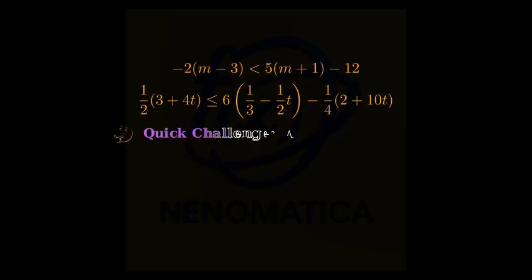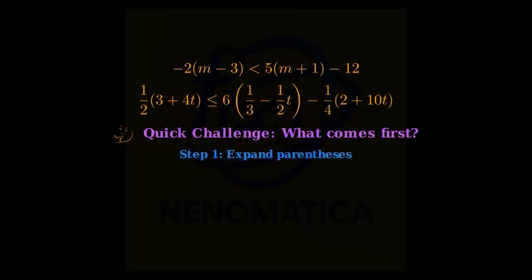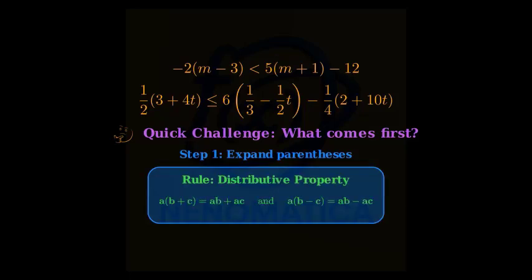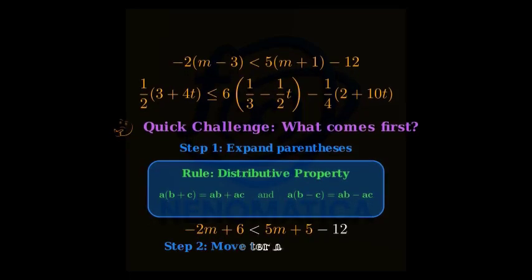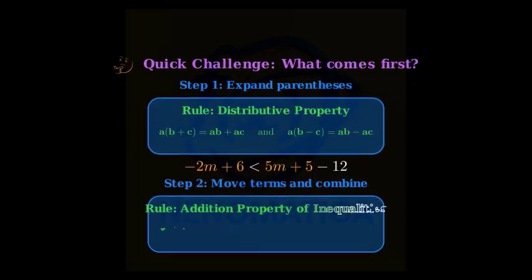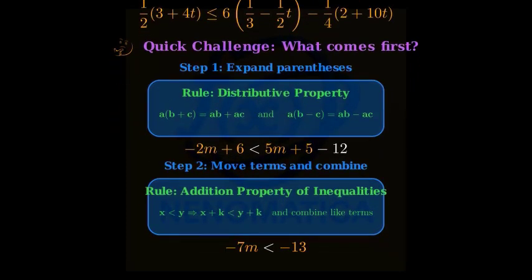Quick challenge. Can you predict the first algebra move we will apply to each inequality? Step 1. Distribute over addition on both sides to remove parentheses. Step 2. Add 2m to both sides and subtract 5 from both sides, preserving the order of operations used in the source. Combine constants on the right side.